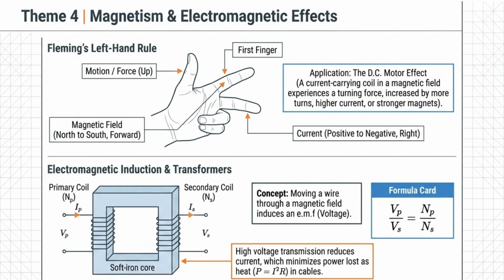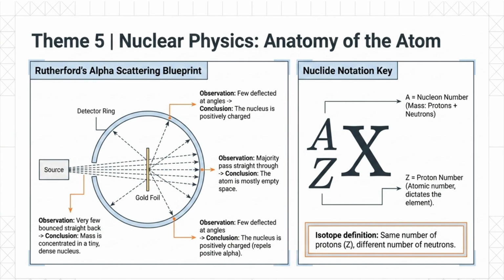Conversely, moving a wire through a magnetic field induces a voltage, a concept used in transformers. High-voltage transmission is essential for the power grid because it reduces current, which minimizes power lost as heat in the cables. Theme 5 takes us into the nucleus.